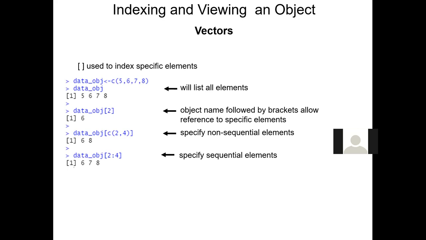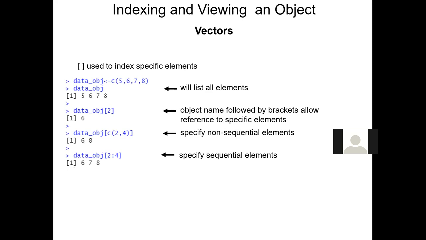This is an example for a vector. You can see I created this data object with the numbers 5 through 8 in it, and by running the name, you get the output. But what if I only wanted to see what was in position 2? In a vector, there are positions starting with the first element and going to the last element. So in this example, I just wanted to see what's in the data object at position 2.